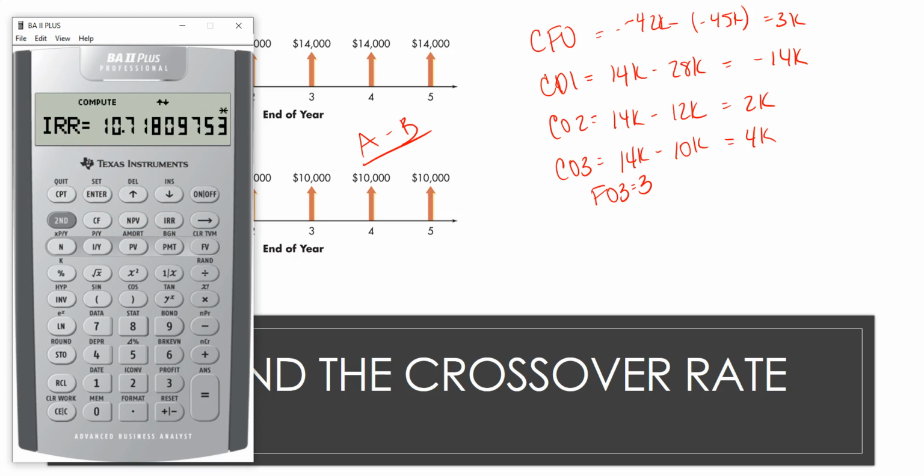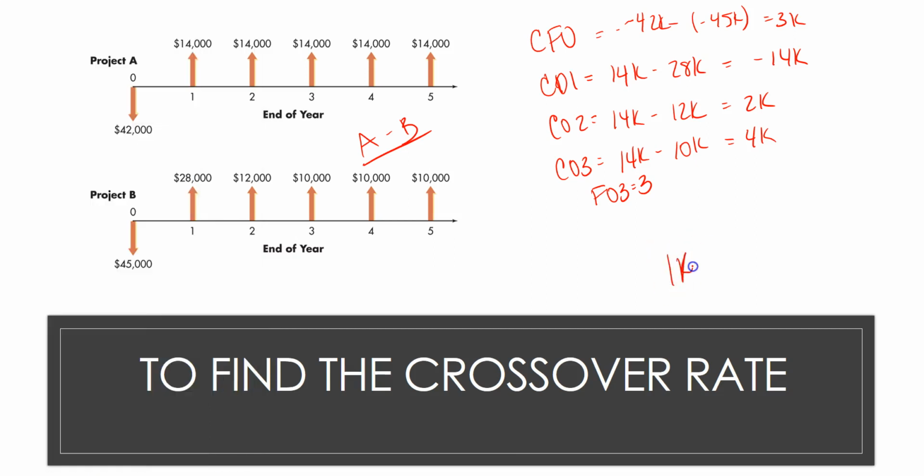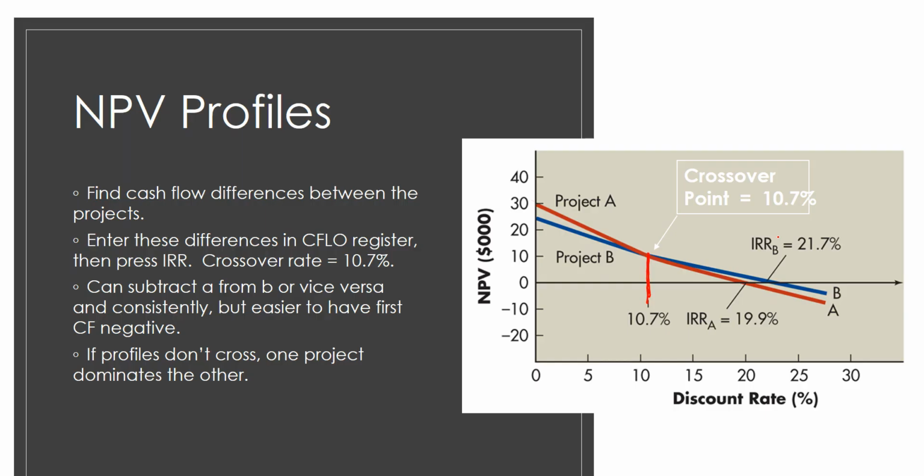So that's the crossover rate for the net present value profile, and that tells you at what discount rate we see the swap in project preference. Here we see this crossover rate is 10.72%. So at a cost of capital less than 10.72%, project A is better. But if the cost of capital is greater than 10.72%, project B is better.